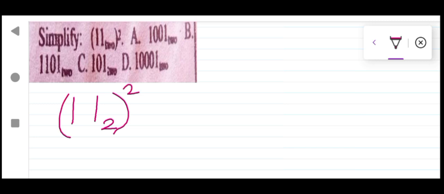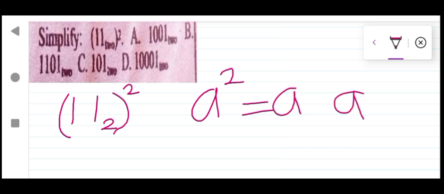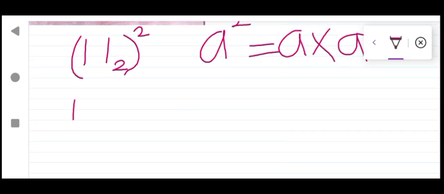Please get this right. When you have, for instance, a raised to power 2, it simply means you write a in two places, then you multiply them together. So this is the exact process we are going to be solving. So we have now 1 base 2 times another 1 base 2.